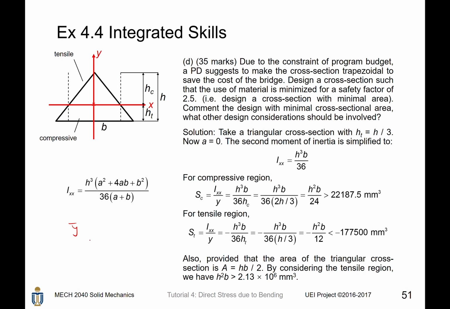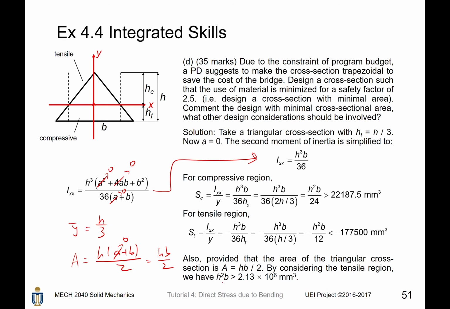When we take the centroid to be h divided by 3, the trapezoid becomes a triangle in this case. Then a equals 0, and we do a lot of cancellations. Finally, you will get Ixx simplified to be h cubed b divided by 36. For the compressive region, the section modulus expressions can also be simplified, as well as for the tensile region. Also, we know that the area equals h times (a plus b) divided by 2, but this time, a is 0. Therefore, it becomes hb divided by 2. Let's consider the tensile region.